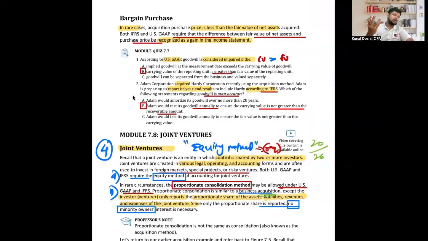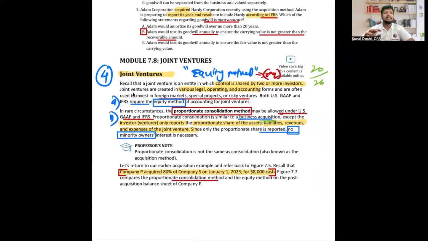Very complicated it looks like, but it is not, because most of the information will be provided to you. Okay. The last thing here was about joint venture. In the joint venture, we are going to use the equity method. Remember, equity method is where we do what? We take only the proportionate of income, correct? Or investments into our financial statements.